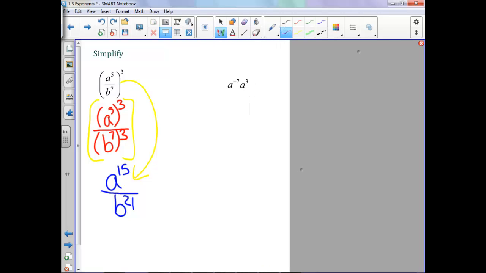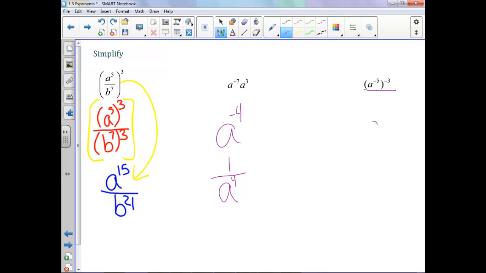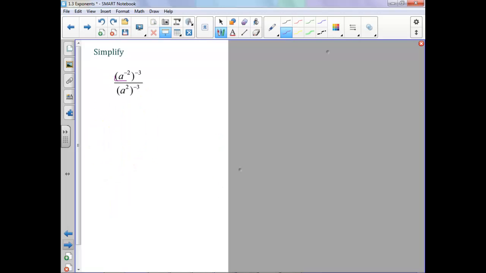So this next one, once again, our bases are getting multiplied, so we want to add our exponents. Negative 7 plus 3 is negative 4. But now we've got a negative exponent, which means it'll be a to the positive 4 in our denominator. We've got an exponent raised to an exponent, so we'll multiply. So negative 5 times negative 3 is 15, so we'll have a to the 15th. So we've got exponent to an exponent, so we'll have a to the positive 6. In our denominator, we'll have a to the negative 6.